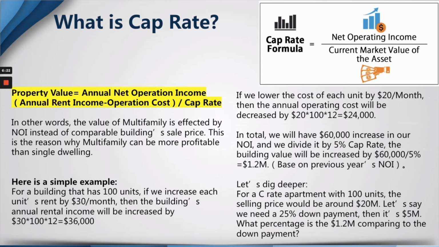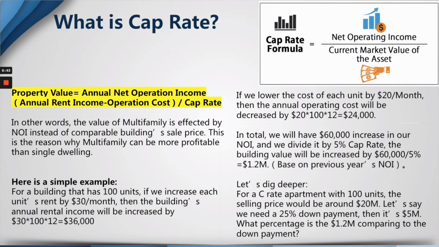This means by simply increasing your rent per unit by $30 a month, and by simply reducing your cost by $20 a month per unit, you are able to increase the building value by 1.2 million. If you understand this example, you then essentially can understand how multifamily works.